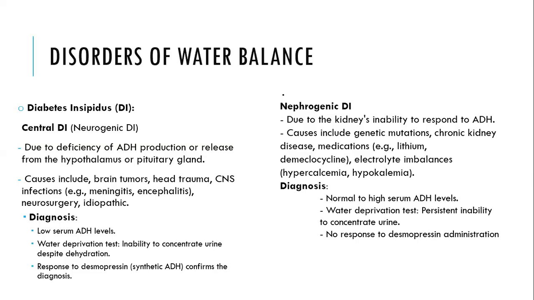Nephrogenic DI is due to the kidney's inability to respond. There's normal ADH, but the kidney is unable to respond. You see normal to high serum levels of ADH. There's persistent inability to concentrate urine with your water deprivation test. And even when you add desmopressin, there's no response.